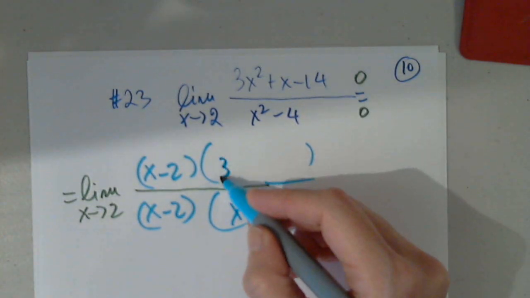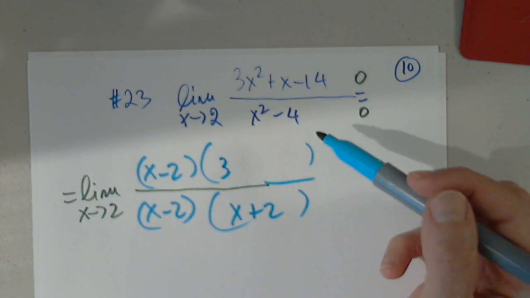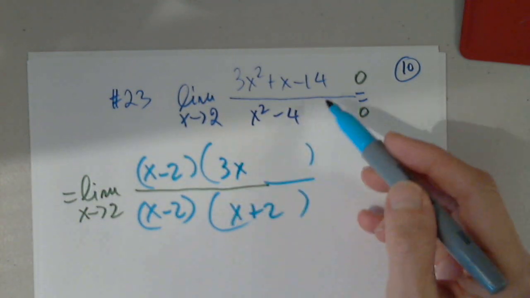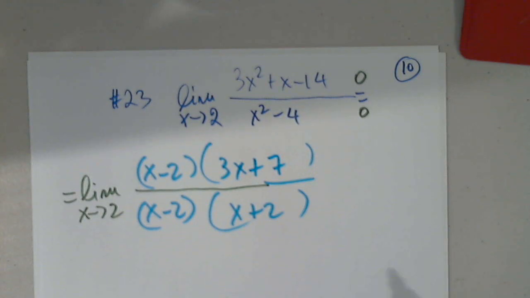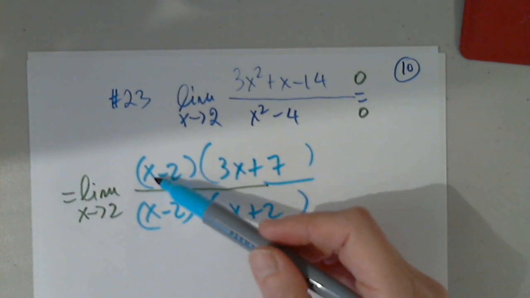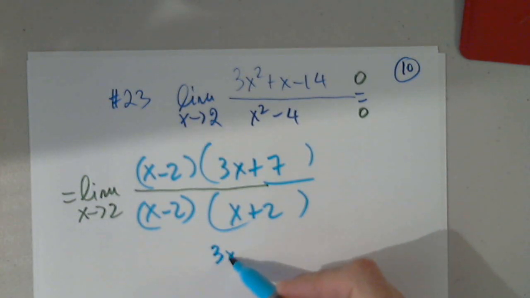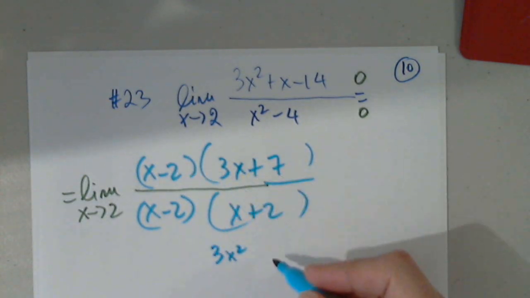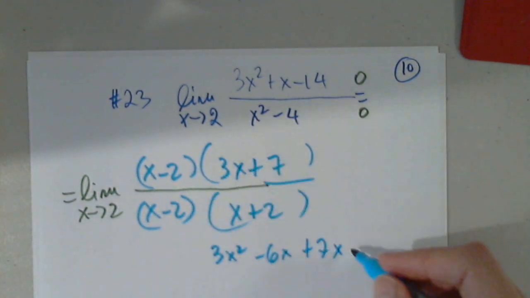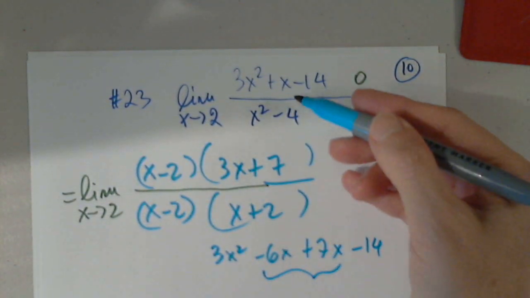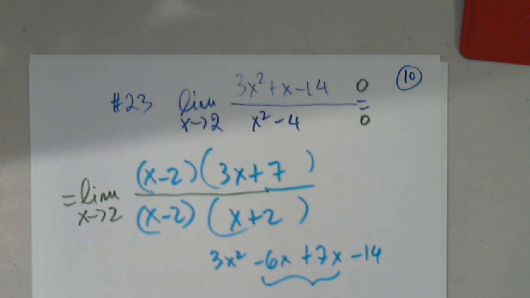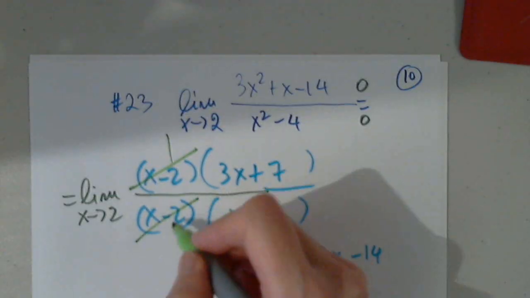3x, right? 3x, and to get plus 7, we need plus 7. So if you have any doubts, let's check. 3x times x is 3x squared, and this is minus 6x, and this is positive 7x, and this is minus 14, and this is your x that you have. Of course, it has to work. Yay, and I'm getting rid of the culprit.